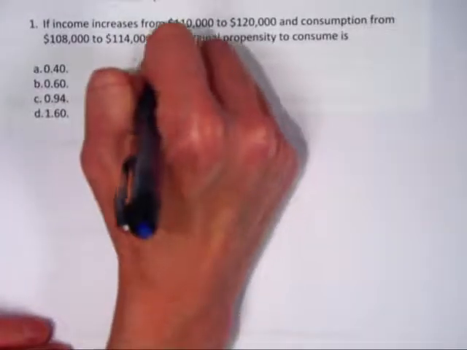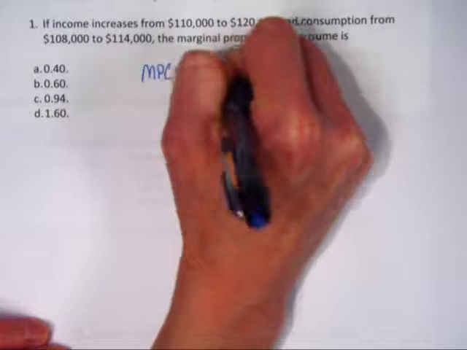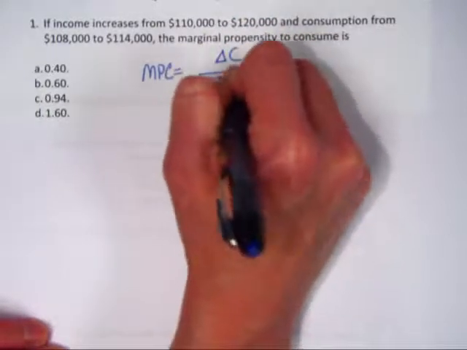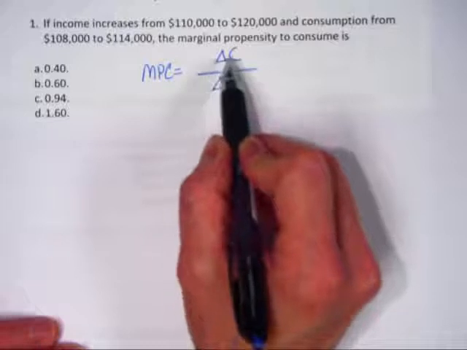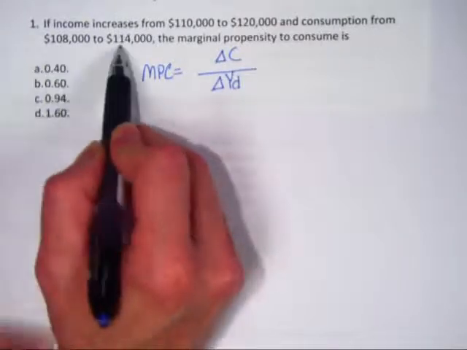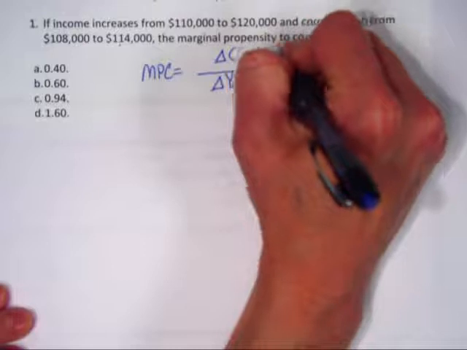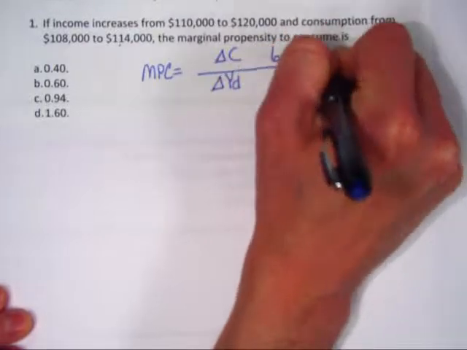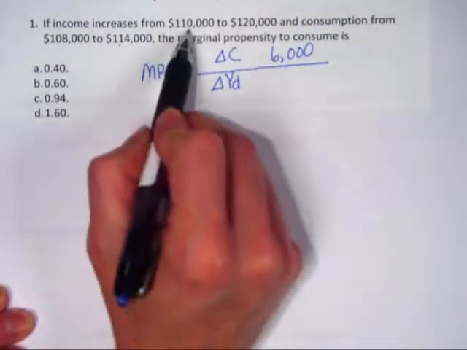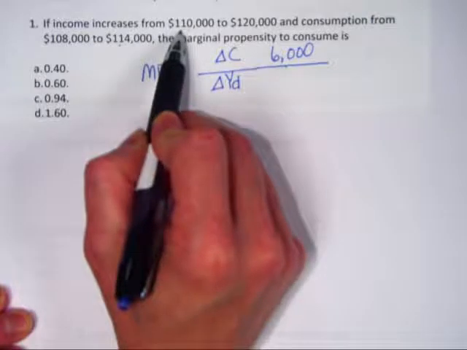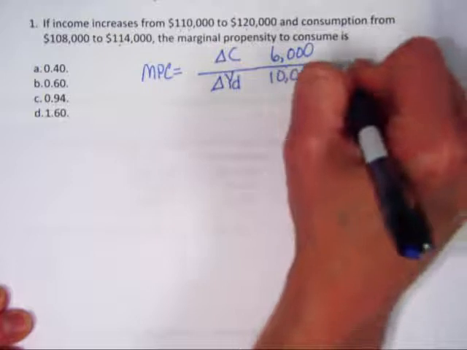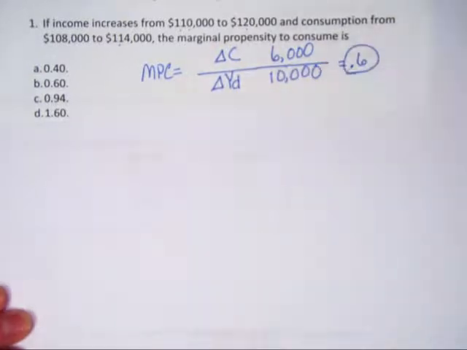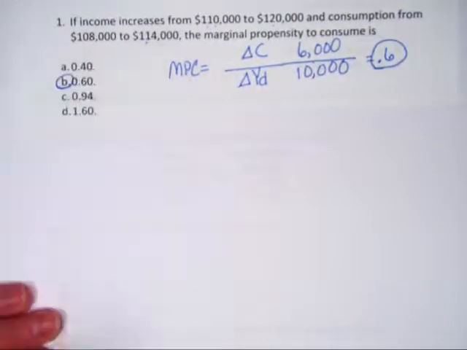Well, remember the MPC is equal to the change in consumption divided by the change in disposable income. Emphasis on change. Consumption went from $108,000 to $114,000. That is a $6,000 increase in consumption, and that occurred as a result of disposable income increasing from $110,000 to $120,000. So the change in disposable income is $10,000. That gives us an MPC of 0.6. Is that one of my options? Yes, thankfully it is. Okay, let's do another one.